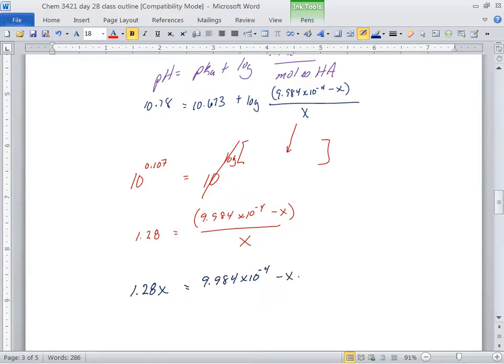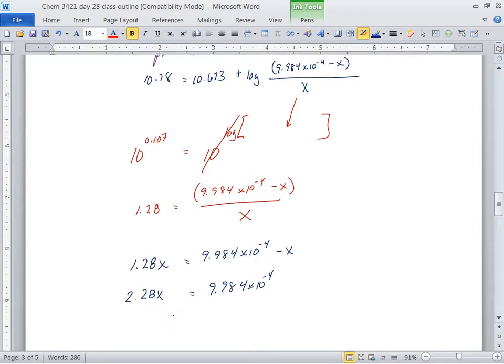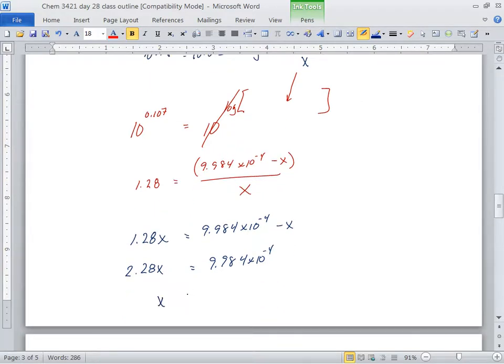I got 4.38 times 10 to the negative 4 for x. You did? Okay, good. Yes, 4.38 times 10 to the negative 4. Okay, repeat it one more time. What did you get for x? 4.38 times 10 to the negative 4. Okay, and then Jeff, you said you got that too? Okay.